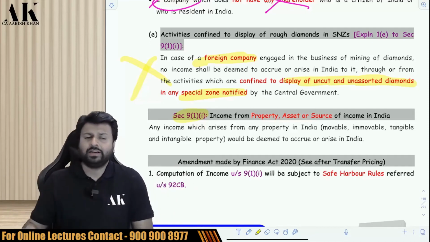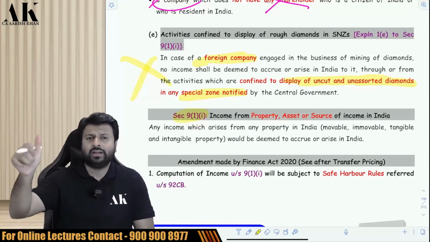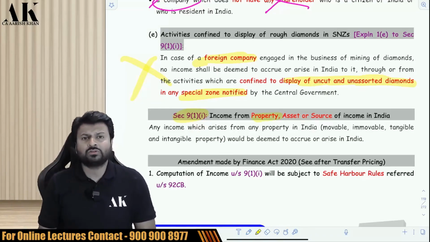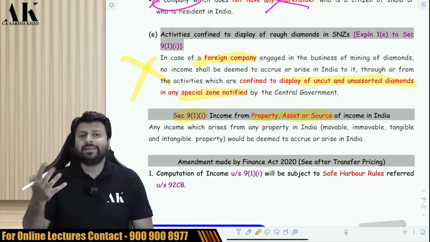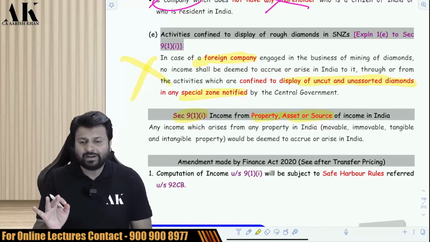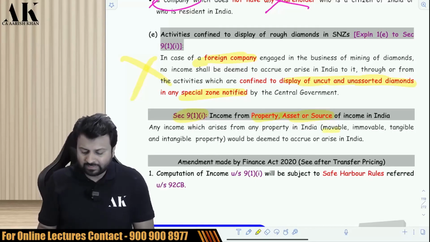So this we have completed for PGBP. Earlier we have completed for interest, royalty and FTS also. Now let's talk about income from other sources and income from house property. When will income from other sources and income from house property be taxable in India? It will be taxable in India if your property, that is movable or immovable property, is located in India.